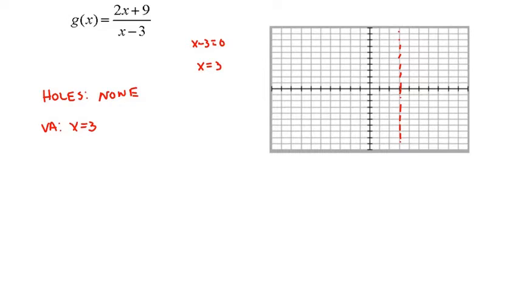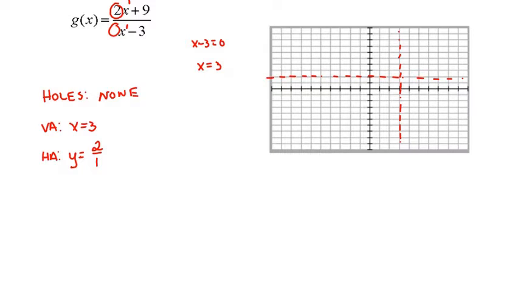Next, I would look for any horizontal asymptotes. Horizontal asymptotes look at this and they look for the degree. The degree of the top of this one is 1. The degree of the bottom is 1. If they match, the horizontal asymptote is the fraction 2 over 1 because it's whatever numbers are in front of those. So I go up to 2 on the y-axis and my horizontal asymptote is right there.